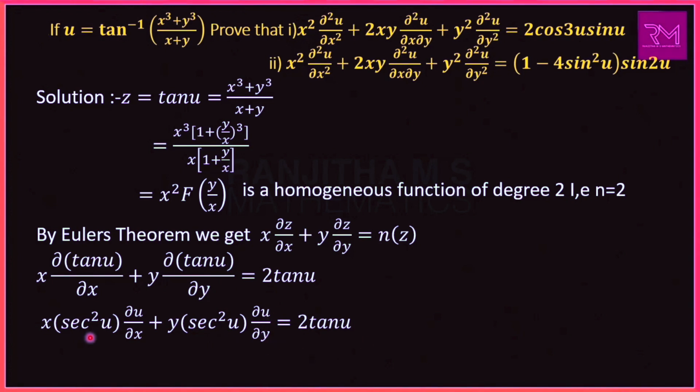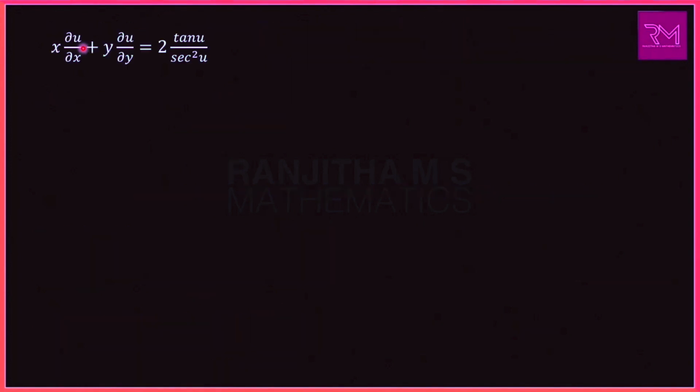Next step, we take secant square u outside the bracket, we get secant square u into (x into del u by del x plus y into del u by del y), which is equal to 2 into tan u. Take secant square u to the right hand side, that becomes x into del u by del x plus y into del u by del y is equal to 2 into tan u divided by secant square u. We know that tan u is sin u by cos u, and 1 by secant square u is cos square u.